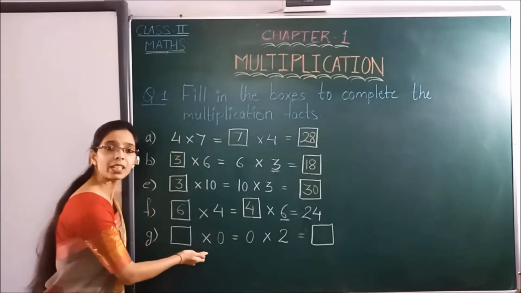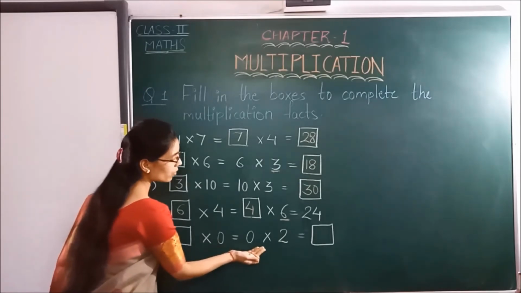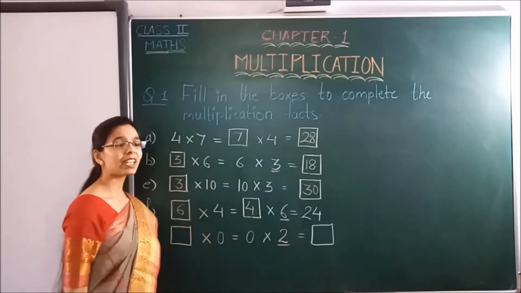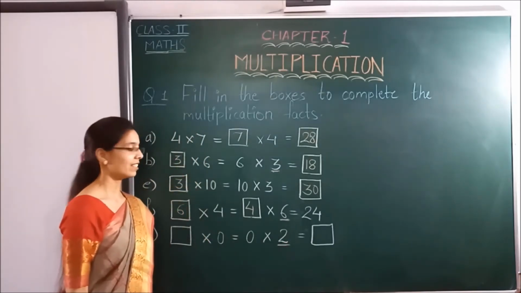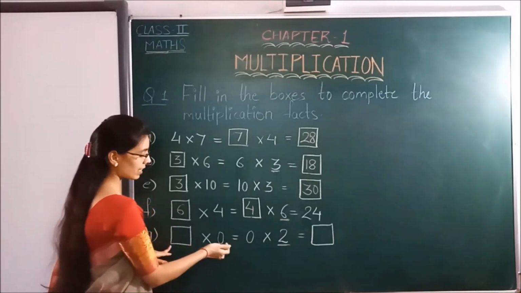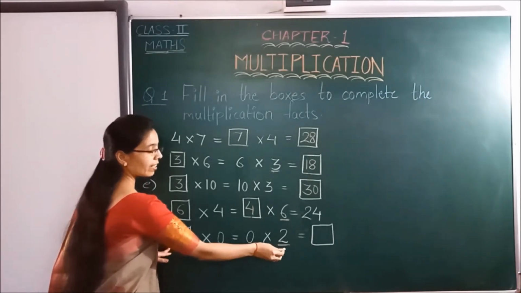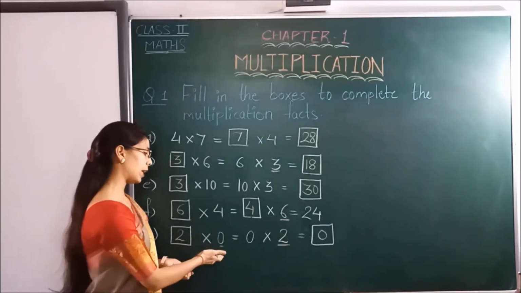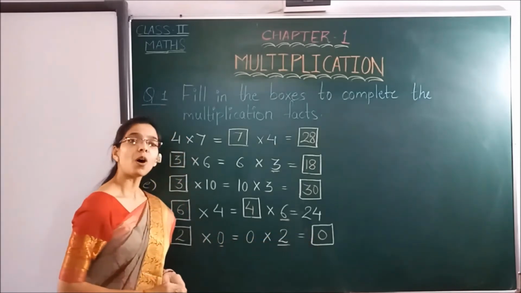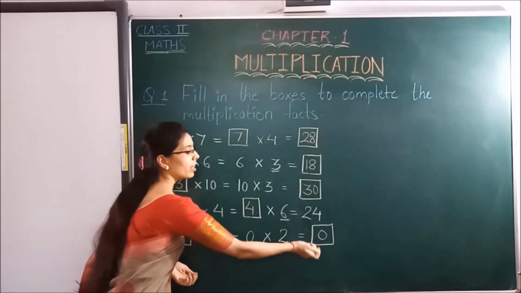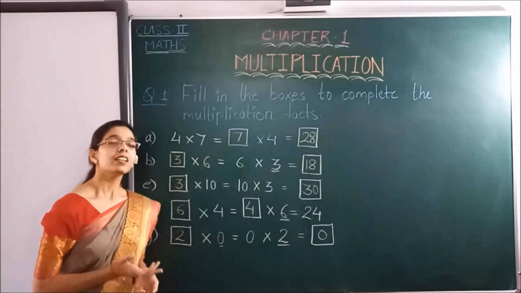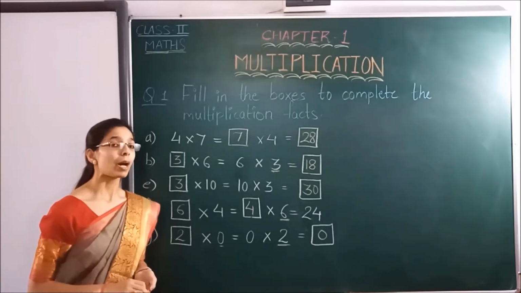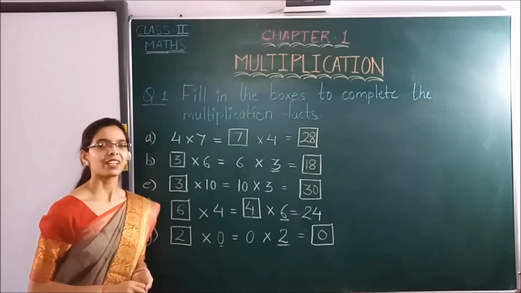G. Next. Dash multiplied by 0 is equals to dash multiplied by 2. This is our third multiplication fact. Have you remember? Yes. Okay. So which number is missing here? 0 is already given. So another number is 2. So we will write here 2. 2 multiplied by 0 is 0, or 0 multiplied by 2 is also 0. So this question is based on multiplication facts. You have to remember all 3 multiplication facts. Okay children?